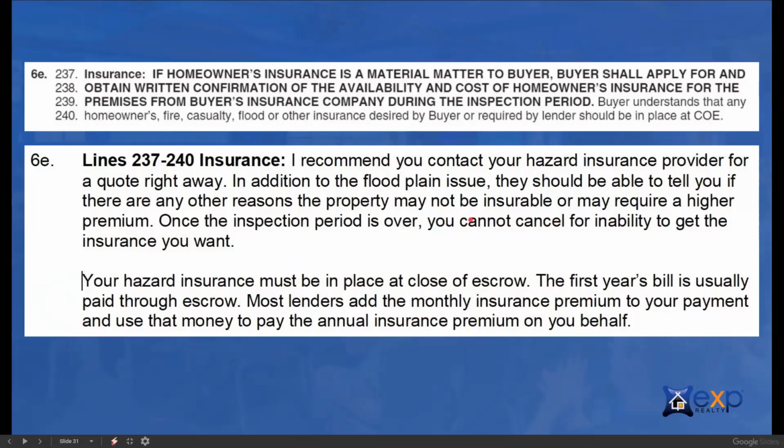That's part of the reason you want to get the sellers required to provide the insurance claims history. But if you get your buyer on the phone with their hazard insurance company before the end of the inspection period, they'll learn about those things during the time they have to actually back out of the contract or cancel the contract.